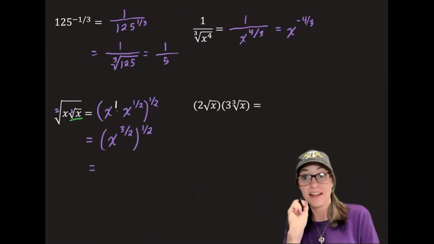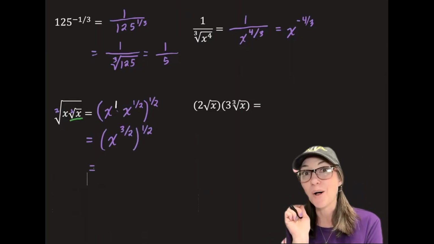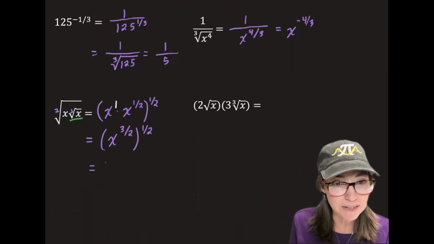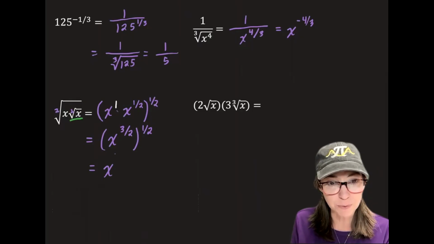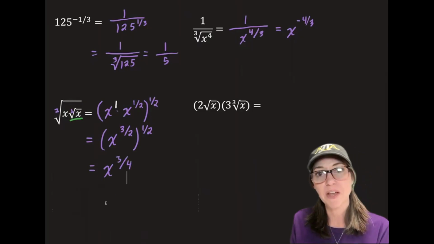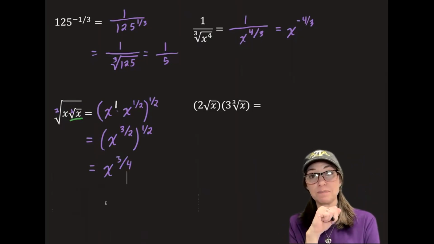And okay, now we want to simplify this. So x to the 3/2 to the 1/2, we would multiply those exponents by exponent properties. 3/2 times 1/2, we multiply the numerators, 3 times 1 to get 3, and the denominators, 2 times 2 to get 4. So that's a different way to write that same expression, but with rational exponents.